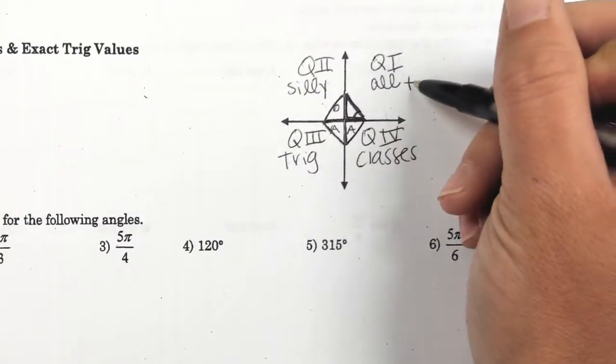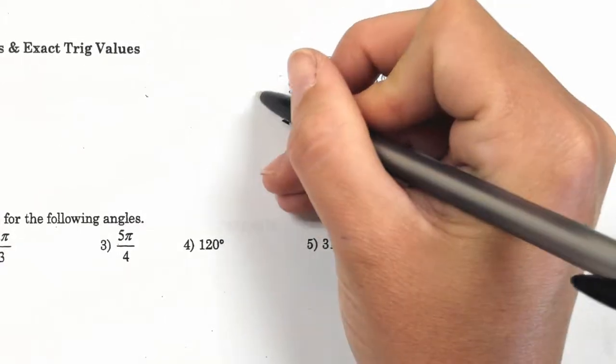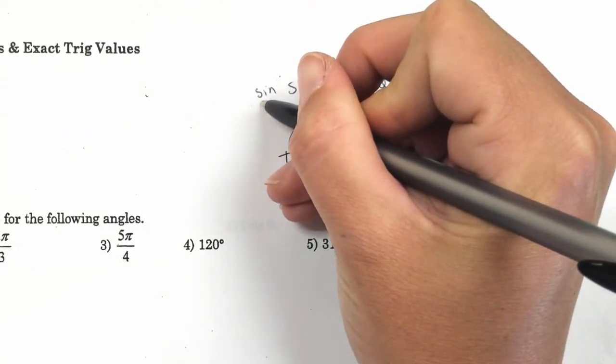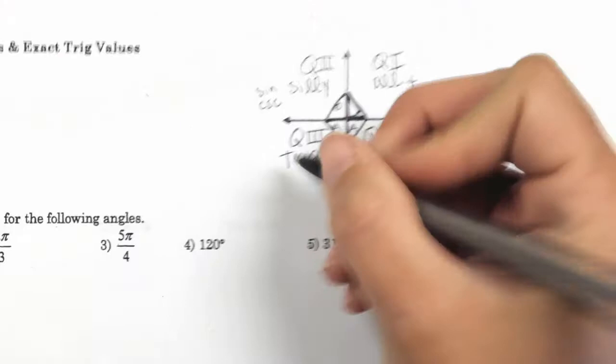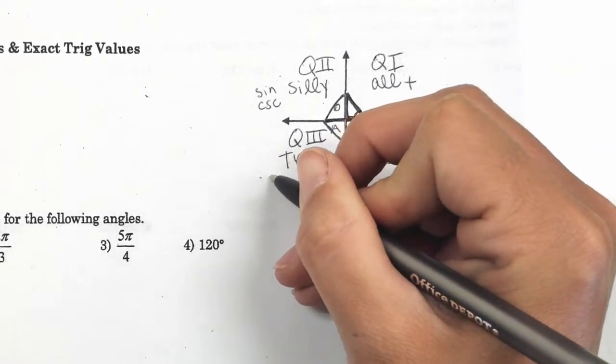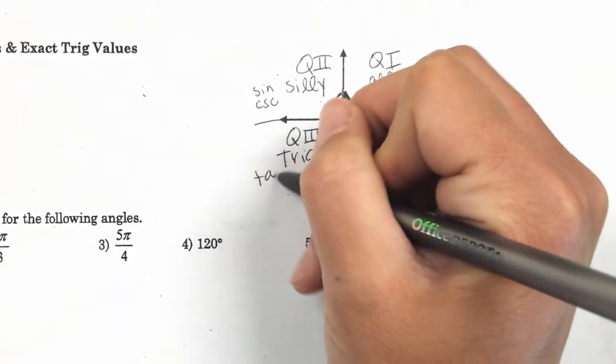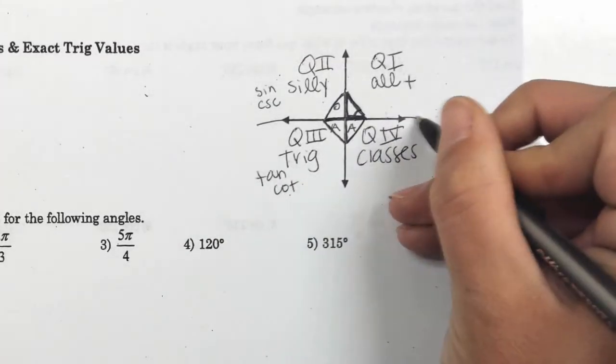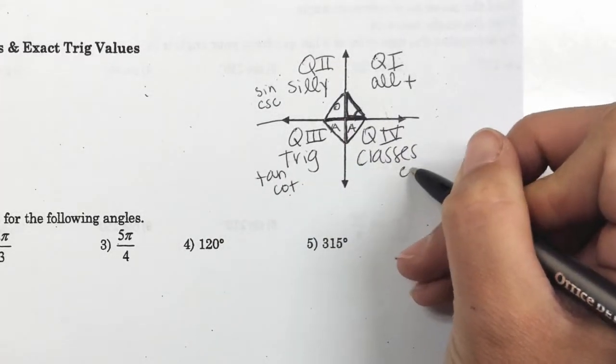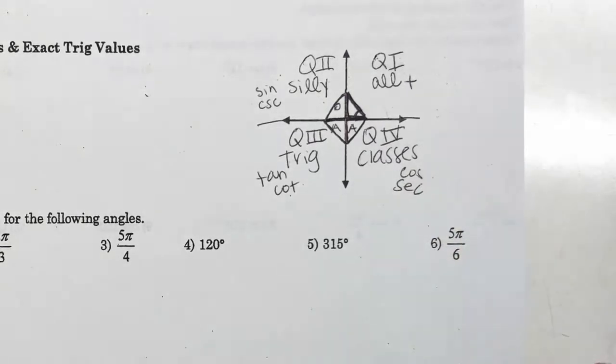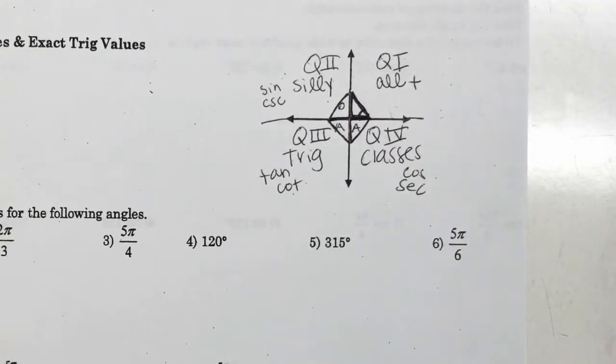Do I need to write those? Okay. So right here, all of them, so I'm not going to write all of those, but here it'd be sine and what? Good. Cosecant. Right here it would be tan and cotangent. Right here it would be cosine and secant. So without the poster, just remember "All Silly Trig Classes" and you look at the first letter. First quadrant, everything's positive. Easy enough?